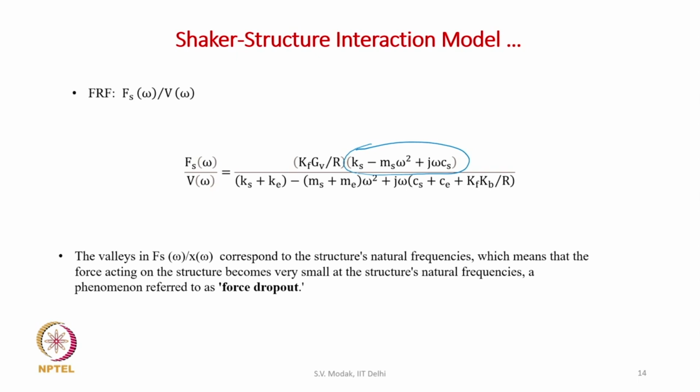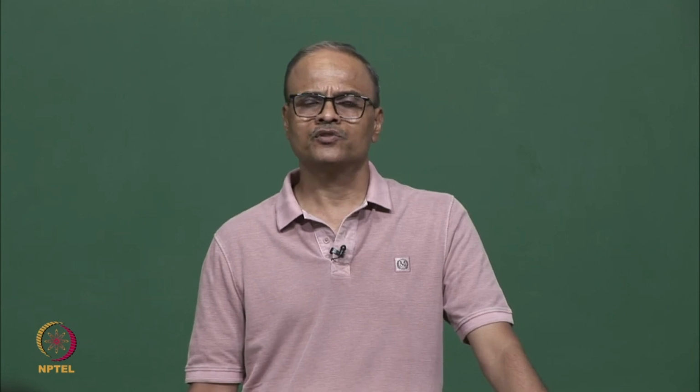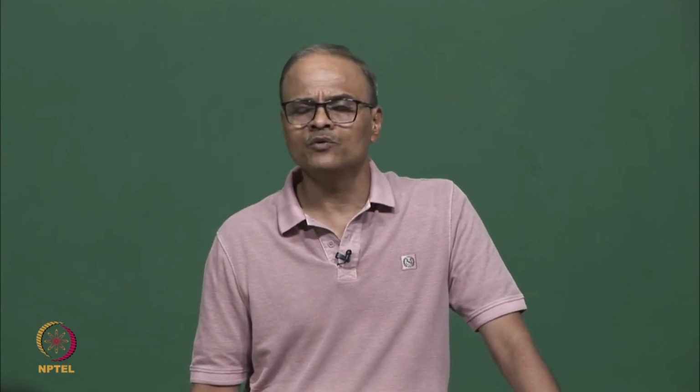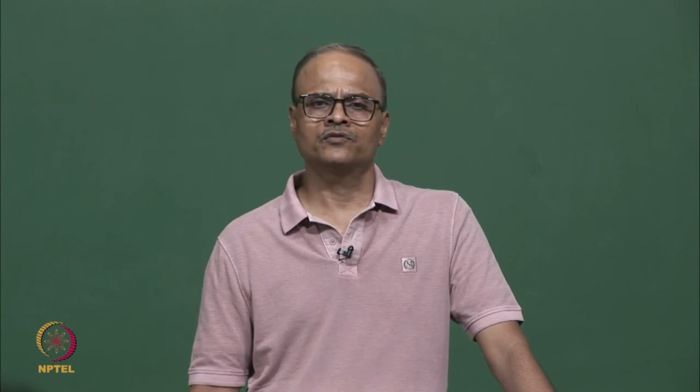So, what is the conclusion? If a voltage input is given to the shaker-structure system, and the frequency of the voltage input is equal to the natural frequency of the structure, then at those frequencies the force shared by the structure will be very small, and this phenomenon is referred to as force dropout. And what is the reason for which this force shared by the structure drops to very low values at the natural frequency of the structure?